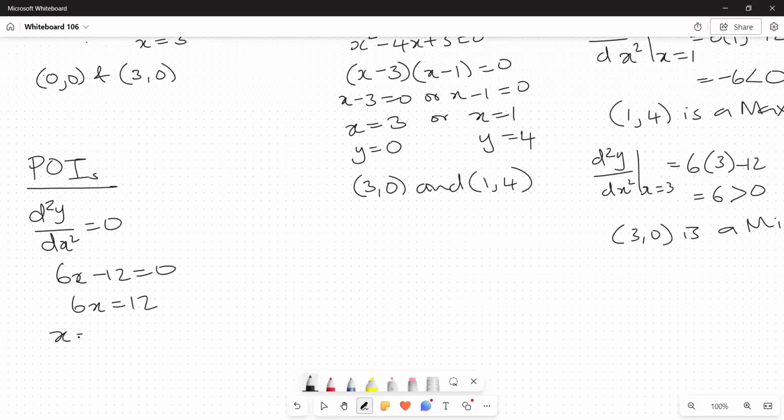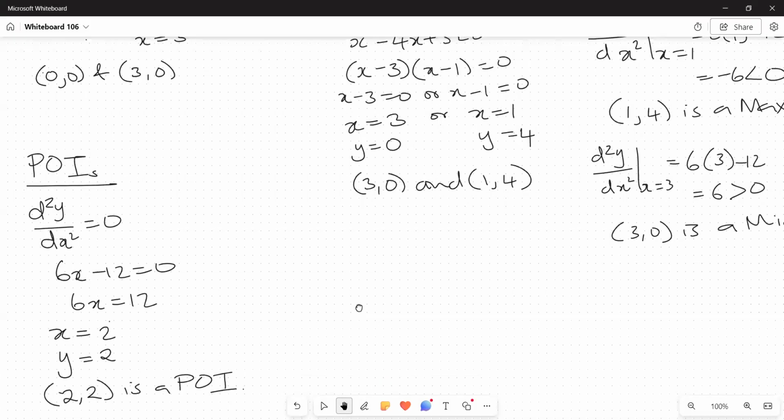And this means that x is equal to 2. Okay, so if x is equal to 2, then we substitute and work out our corresponding y value. And we will get y is equal to 2. So this point 2, 2 is a point of inflection. Okay, so we've worked out everything we need. The last thing now is just to sketch the graph.